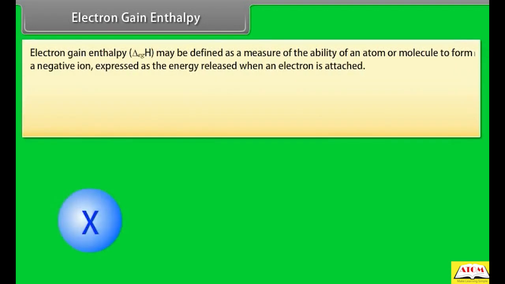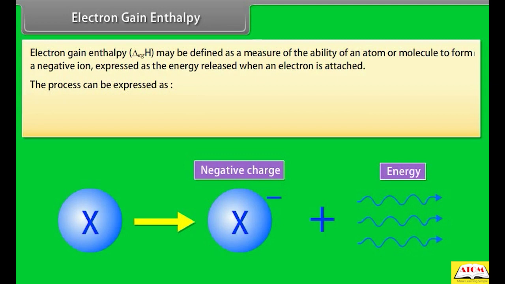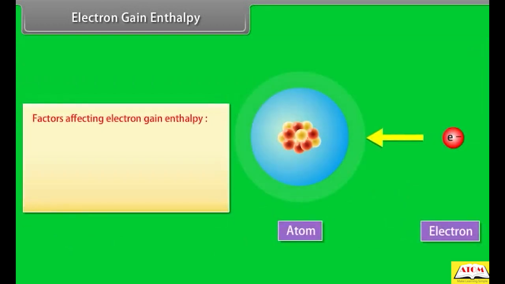Electron gain enthalpy. Electron gain enthalpy may be defined as a measure of the ability of an atom or molecule to form a negative ion, expressed as the energy released when an electron is attached. The process can be exothermic or endothermic. Factors affecting electron gain enthalpy.